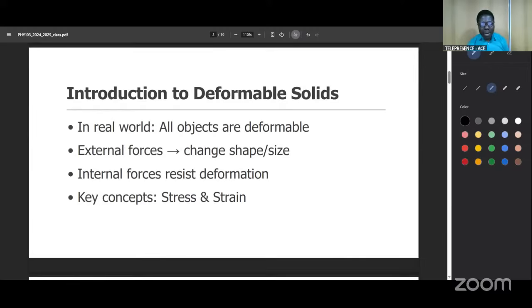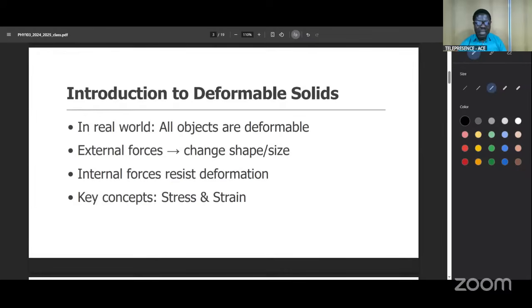The second parameter is strain. What is strain? Strain is the measure of deformation. To what extent a material is deformed, that is strain. It is defined as a change in dimension divided by the original dimension.